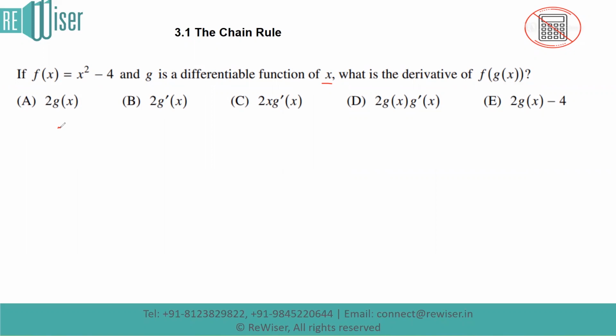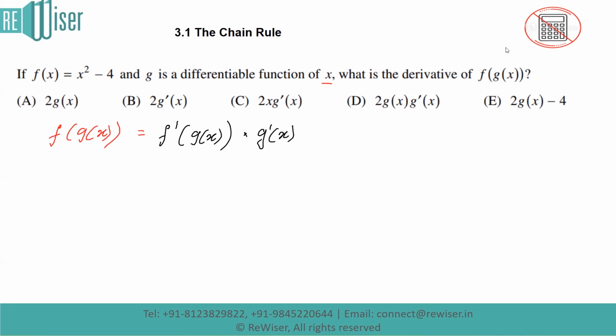Suppose I need to find the derivative of f of g of x. According to the chain rule, first we have to differentiate the outer function by keeping the inner function as it is. That means it has to be f dash of the inner function, which is g of x. I keep it as it is, then multiply by the derivative of the inner function, which is g dash of x. But none of my options matches this.